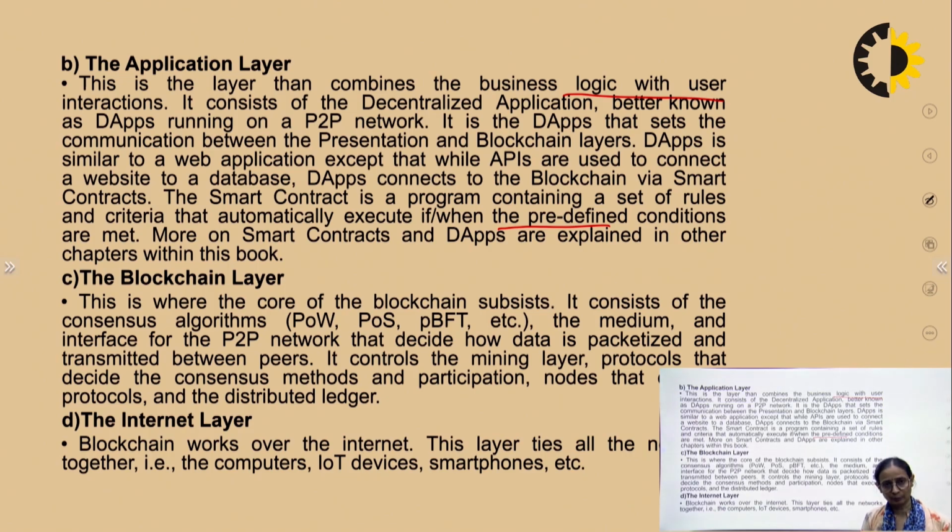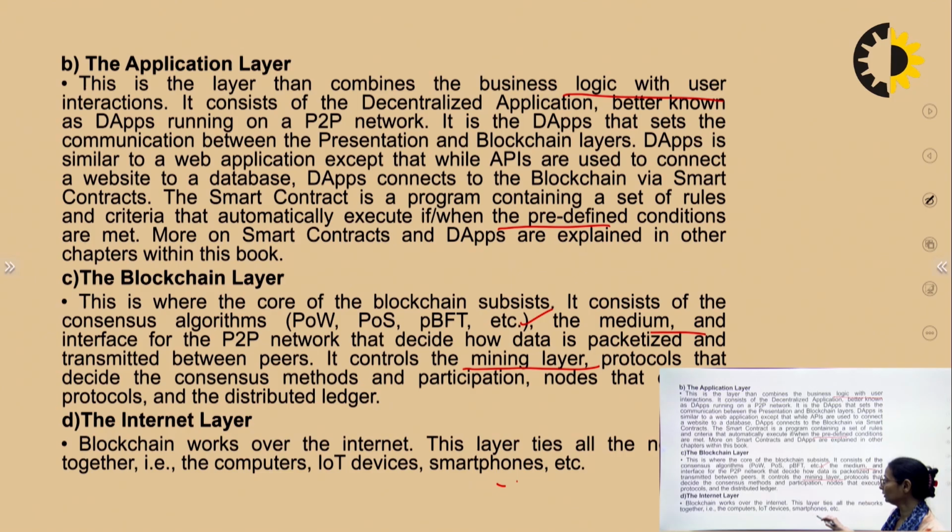Then we have the blockchain layer. Here the blockchain layer consists of the consensus algorithm, for example, POW, POS, etc., which we are going to discuss later on. It is the medium and the interface for the P2P network that decides how the data is packetized and transmitted between the peers. It also controls the mining layer, the protocols that decide the consensus method, participation, the nodes that execute the protocols, and the distributed ledger itself.